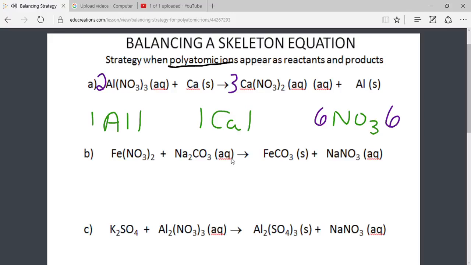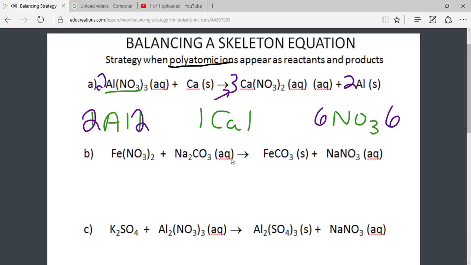Recognize, however, that the 2 written in front of aluminum nitrate, or Al(NO3)3, also doubles the amount of aluminum present on the reactant side. There are therefore now 2 aluminum atoms present on the reactant side, yet 1 aluminum atom present on the product side. Therefore, a coefficient of 2 in front of aluminum must be written. This creates the 2 aluminum atoms needed for the product side.